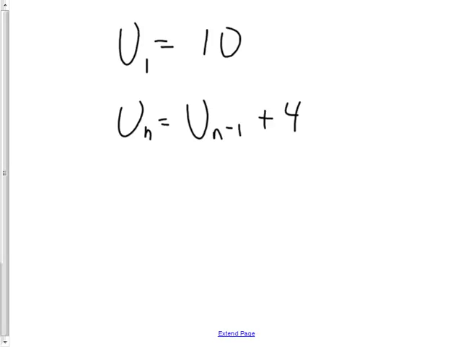Wait a minute, though. It starts on a 10, so that one's right. That one's right. That one's right. Right. Right. Actually, some of you are giving me 4 terms, but that's okay. Good. Good. Zoom in on it.